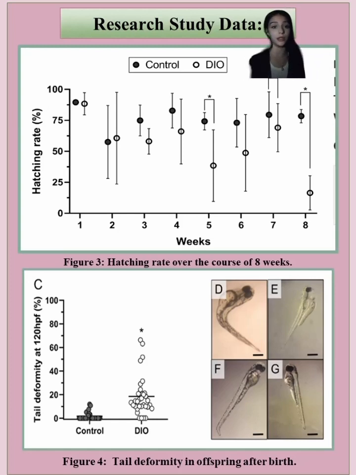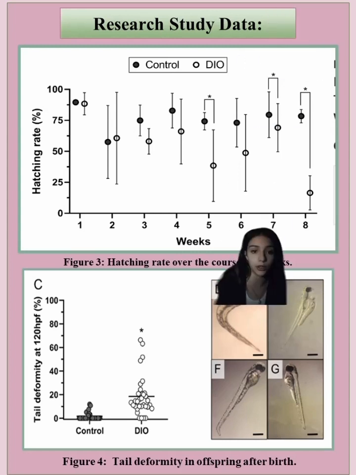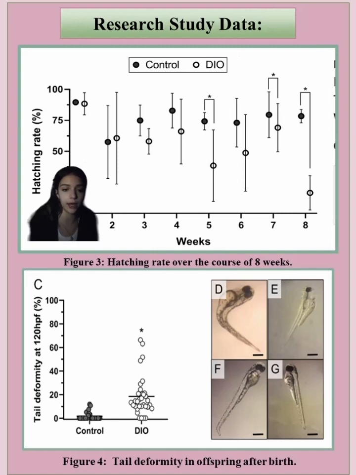And on figure 4, we see the direct product of the hatching rate, which is the actual offspring. And here we see the difference between the control and the obese group. In this figure, we can see the percent of tail deformity between the control and the obese zebrafish. As you can see, the obese zebrafish had a very wide range of tail deformity in the data, and the control only had less than 20% tail deformity at all times, while the obese zebrafish had a high of almost 70% tail deformity in their offspring.